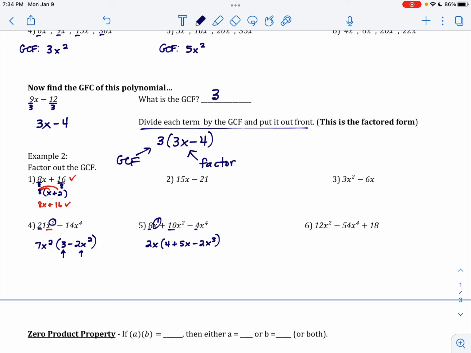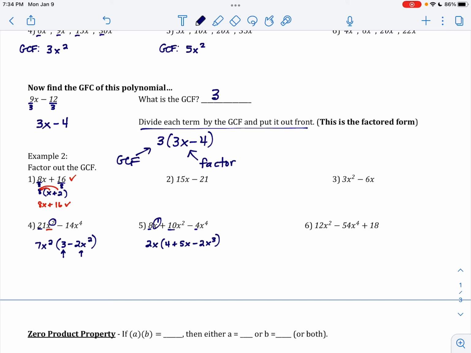Now we are going to look at the zero product property. What this says is, if you have two factors multiplied to each other, a and b, equal to 0, then either a equals 0 or b equals 0, or both. So what this is saying is, if both factors multiplied together equal 0, that means that each individual factor is also going to equal 0.